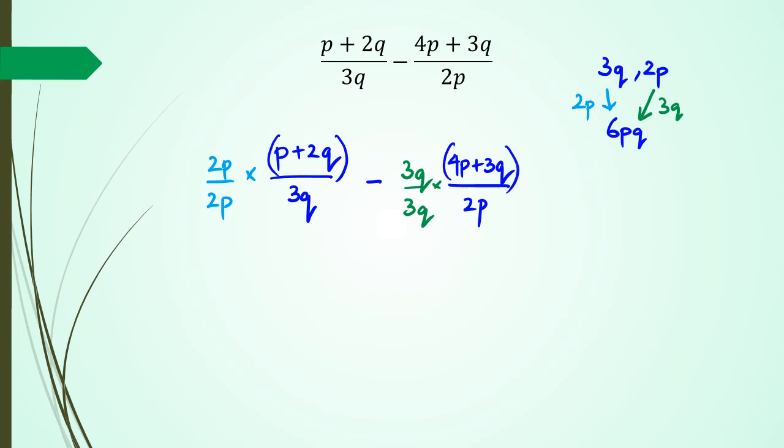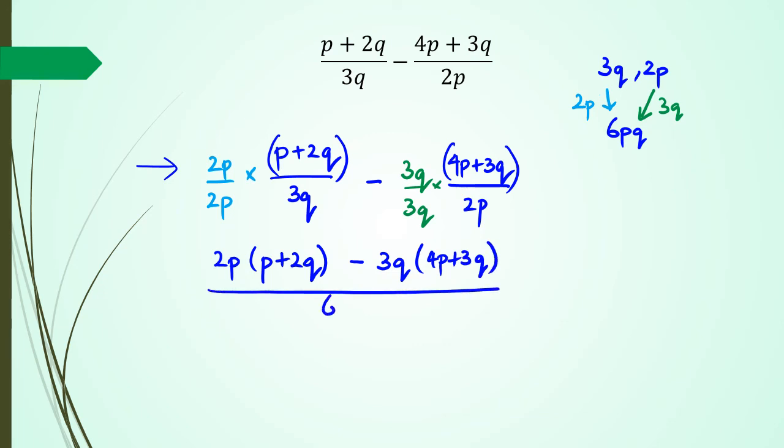Now there's a particular reason why I've used minus in this case, because I want to show you guys what happens. So in this first one here, we're going to expand the numerator. So, well, let me actually write it like this. I'm going to write it like this, 2p before I expand it. I'm going to have p plus 2q minus 3q multiplied by 4p plus 3q, and the whole thing divided by 6pq.